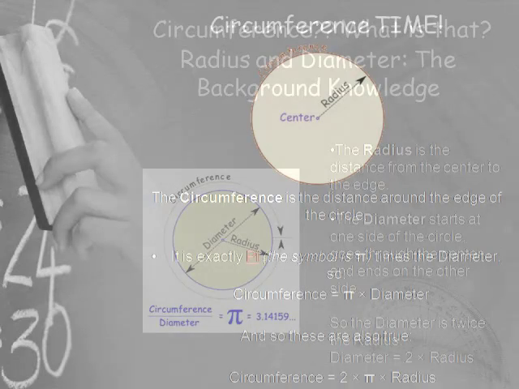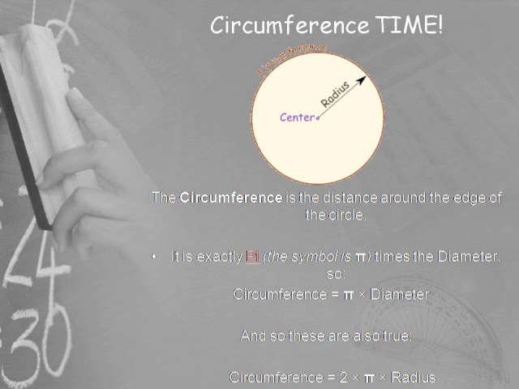Now let's get into what circumference is in math. The circumference is the distance around the edge of the circle. It is exactly pi times the diameter, so circumference equals pi times diameter. And so these are also true. Circumference equals 2 times pi times radius.